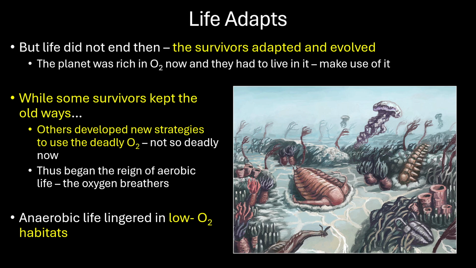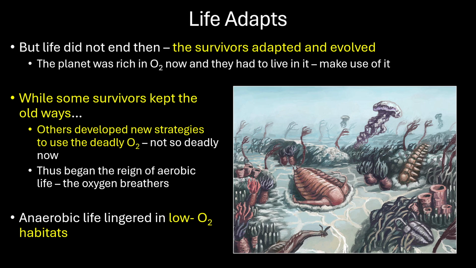But it may seem like that was probably the end of it, but it was not. Ultimately, the survivors of that cataclysm adapted and evolved to live in those new conditions. The planet was now different. It was rich in oxygen, and now they had to deal with it. They had to live in that environment and ideally make use of it if they could, right? It was now a very abundant resource, whether they liked it or not. And so these organisms developed new strategies to utilize oxygen, right?